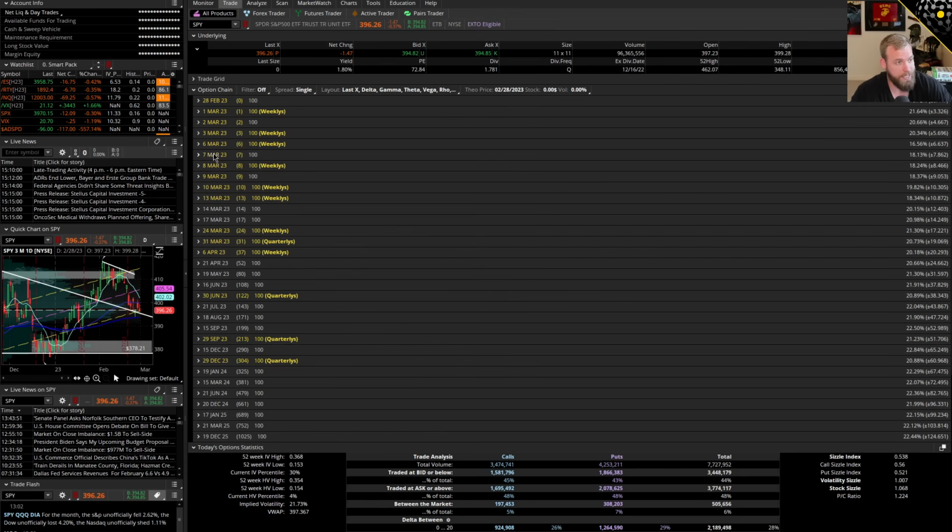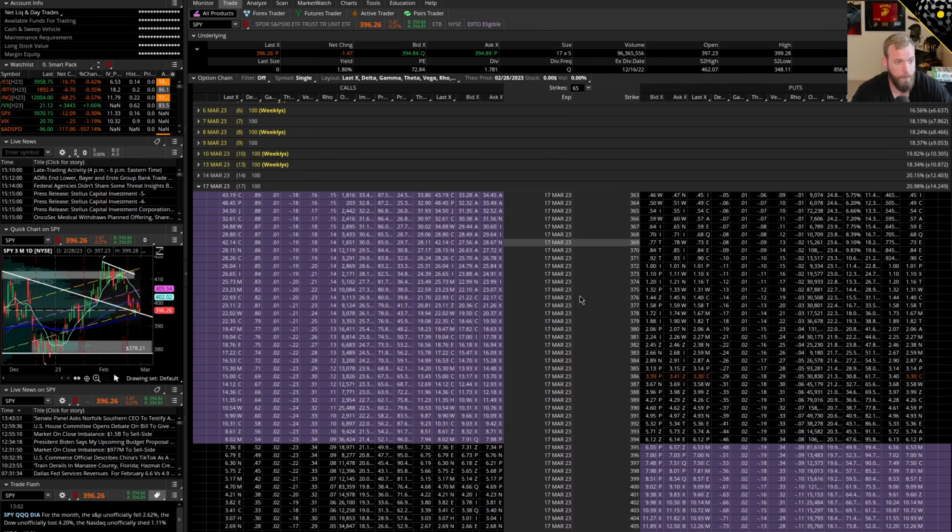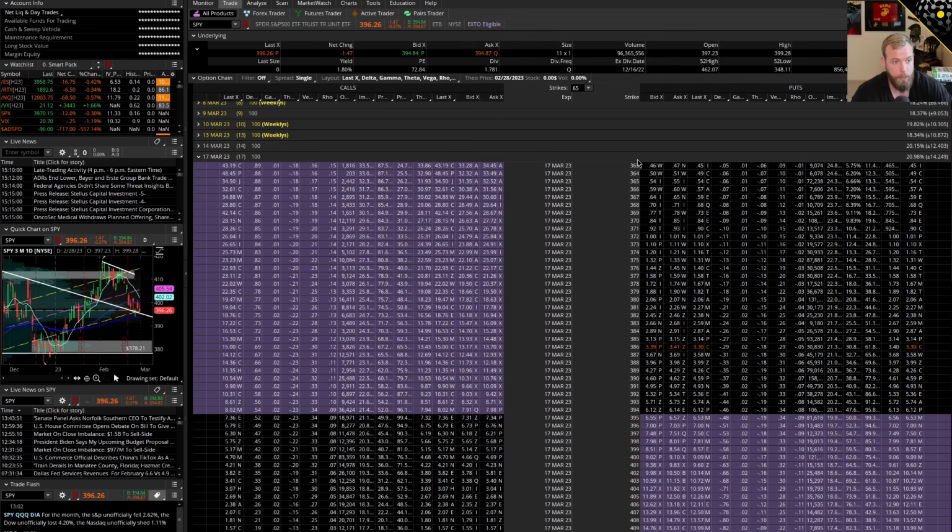There's all these different dates. These are your different expiration cycles. And then if you open up one of them, we have all of these different strike prices. So 363, 364, 365, so on and so forth. And you'll notice that there are puts tied to that strike price and calls tied to that strike price, because you can trade either kind of contract.